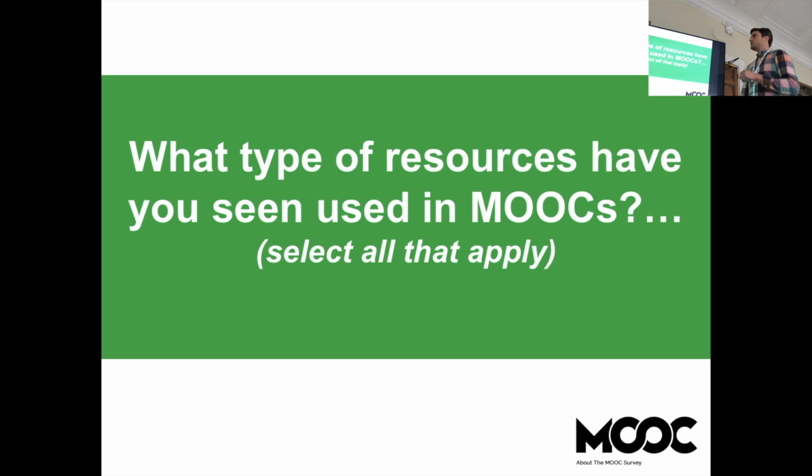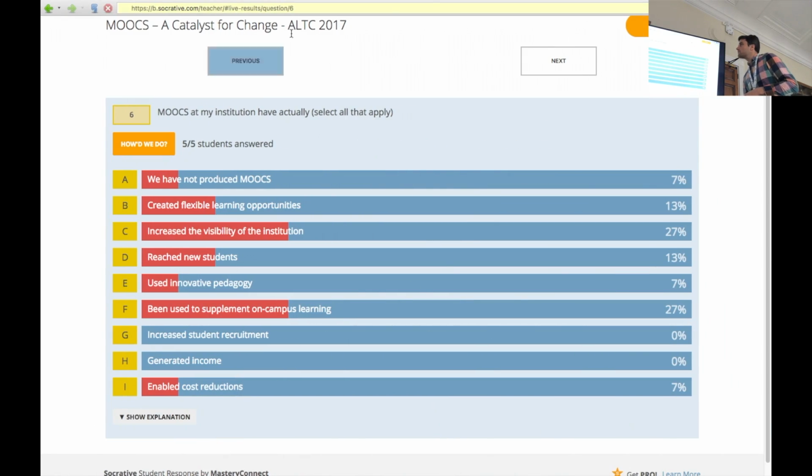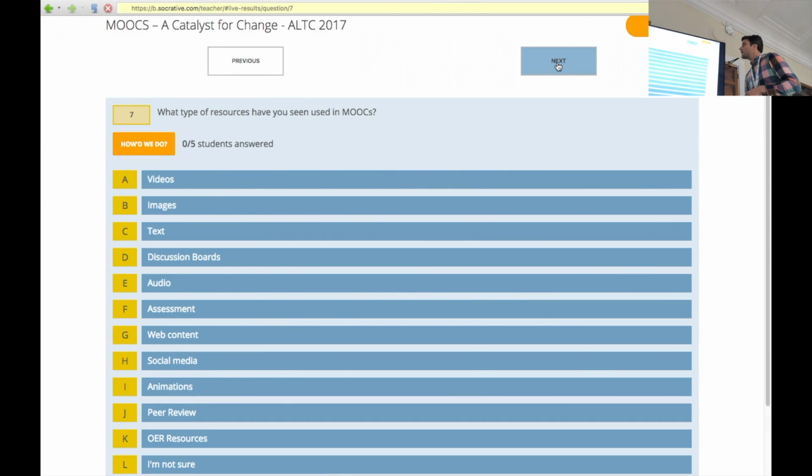So, quick quiz again. What type of resources have you seen used in MOOCs? And again, some of these might seem a bit overlappy, but they all tie to previous surveys. So again, select any resources that you have seen used in MOOCs.